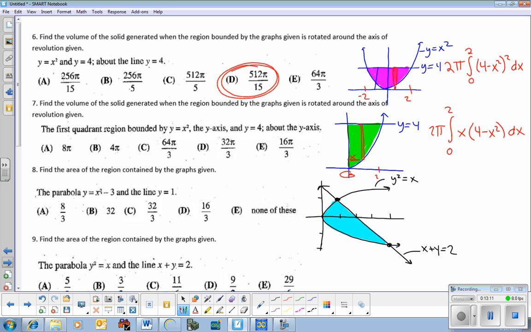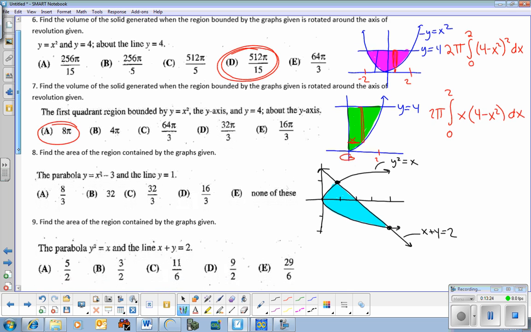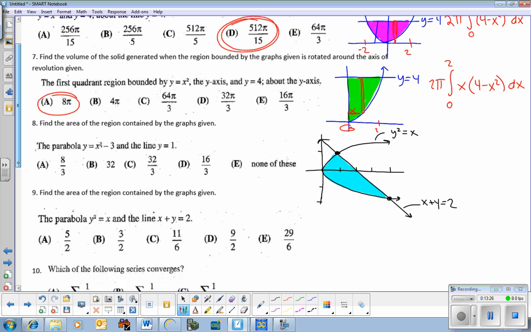So in this case, you're going to have to distribute the x, integrate, plug in 2 and 0, distribute the 2 pi. Again, I'll save you the listening to me talk about the algebra. You have to do the algebra, but you can do that on your own. The integration and the algebra. And we can skip down to 8.